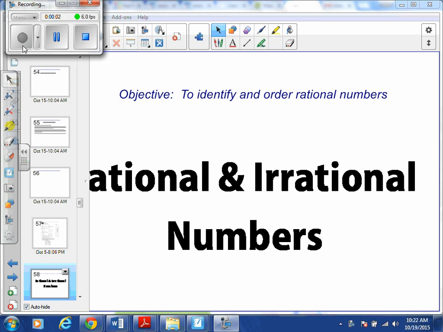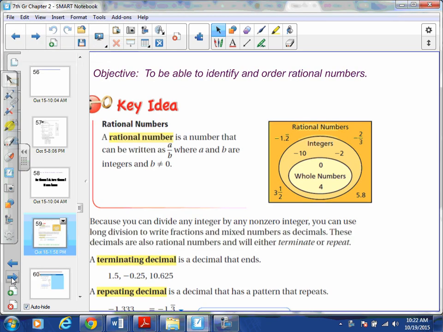Your goal while watching this video is to tell me what numbers are rational and to be able to put them in order. Okay, so first, a rational number is any number that can be written as a fraction. Okay, that's the big thing to remember.